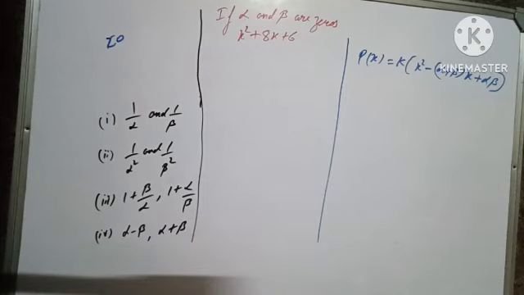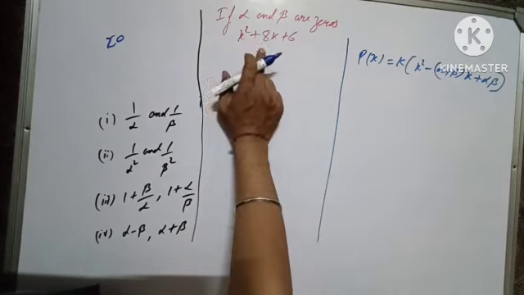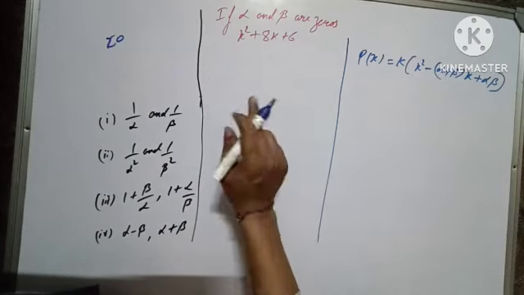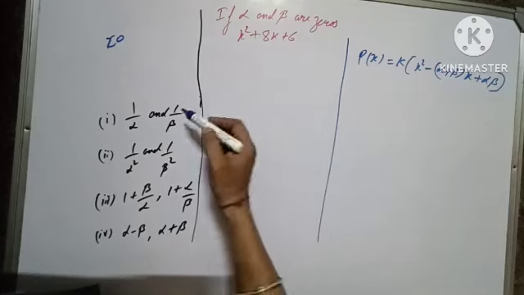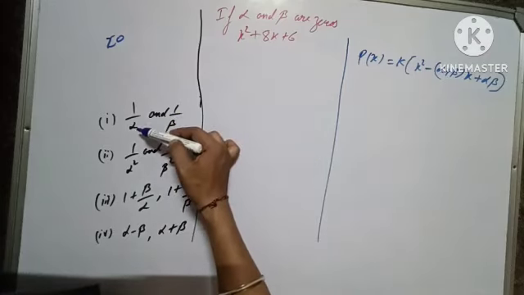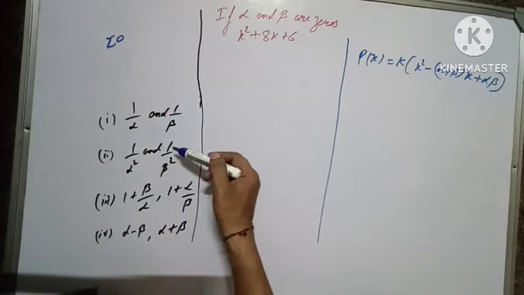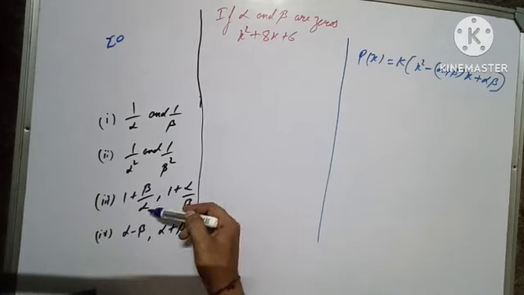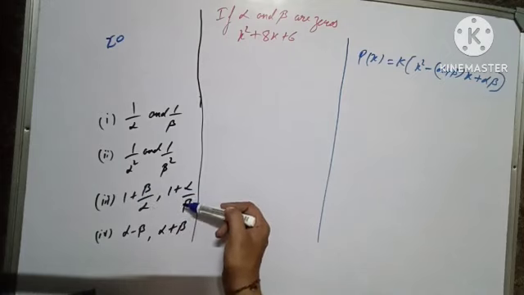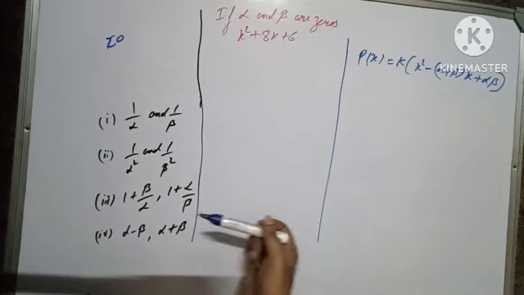Let us start. If alpha and beta are zeros of the polynomial x squared plus 8x plus 6, now we have to find the polynomial whose zeros are in the form of 1 by alpha and 1 by beta, and 1 by alpha squared and 1 by beta squared. Then we need to find the value of 1 by alpha, 1 by beta by alpha, and 1 plus alpha by beta, and then the value of alpha minus beta and alpha plus beta.